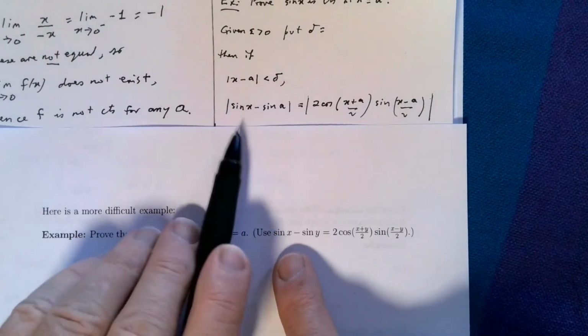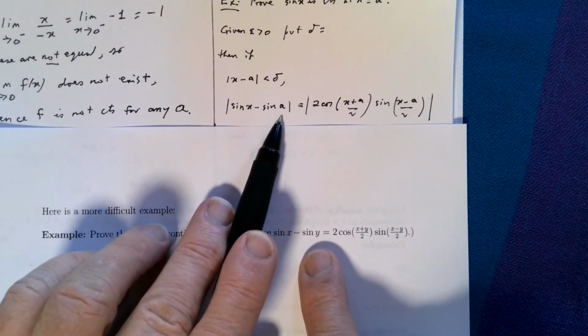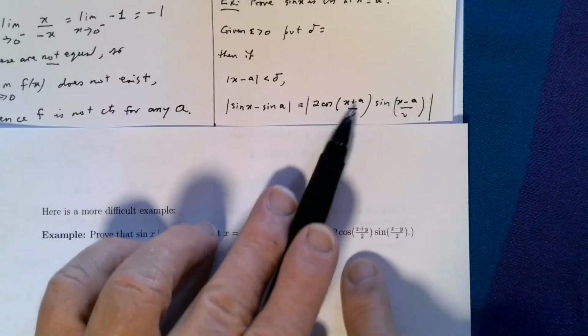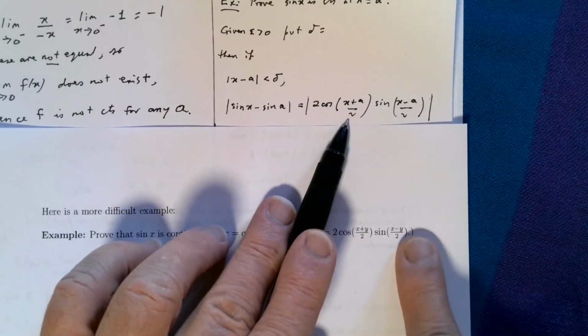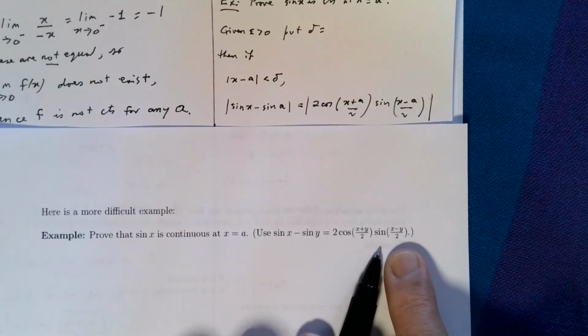Let's move this up a bit here. So here I've got sine of x minus sine of a, so I'm just putting y is a in. So I get 2 cos of (x plus a) on 2, times sine of (x minus a) on 2. So I'm just plugging that straight into the formula that we were given.